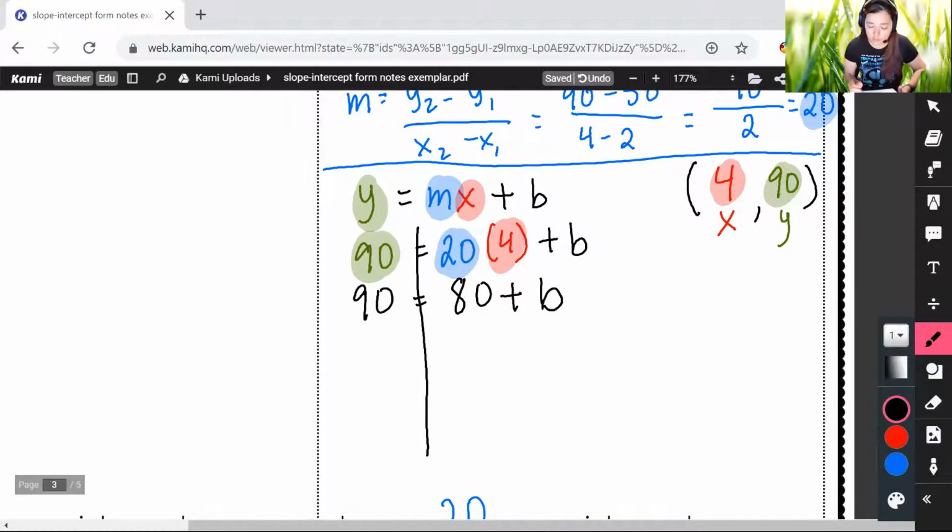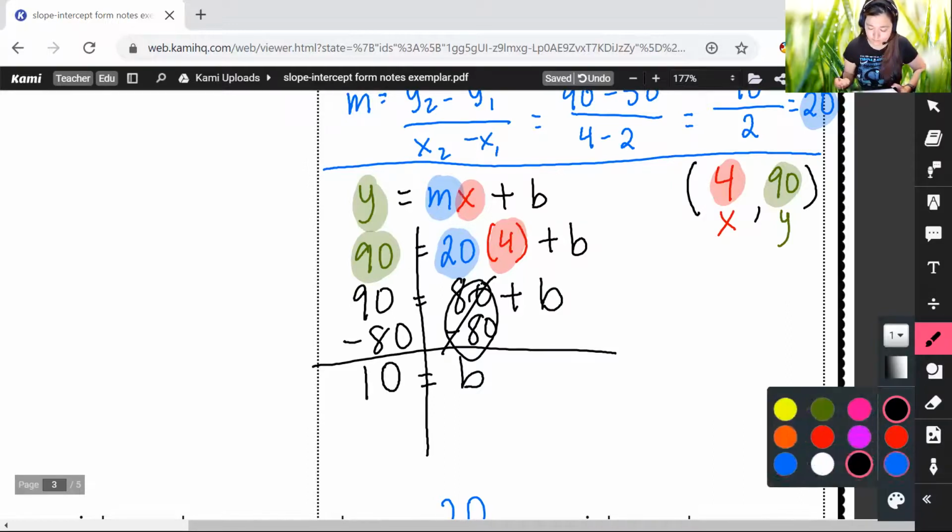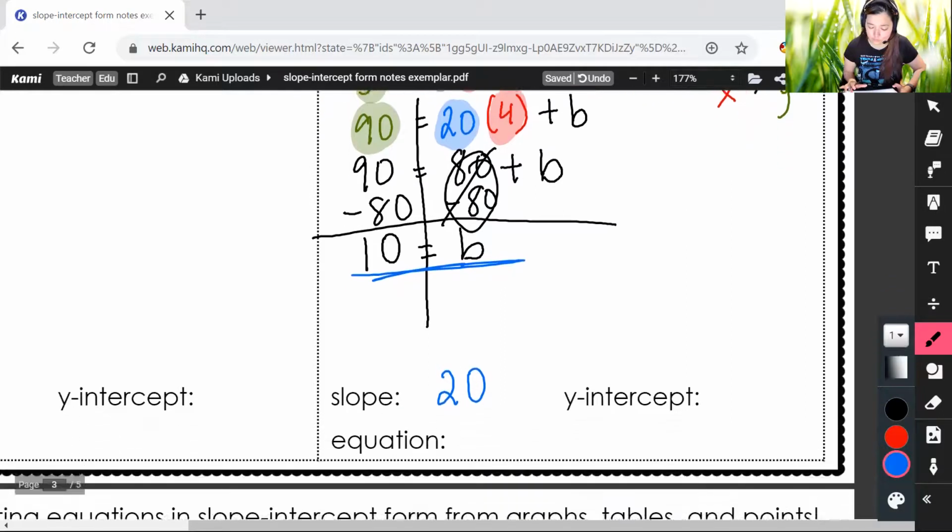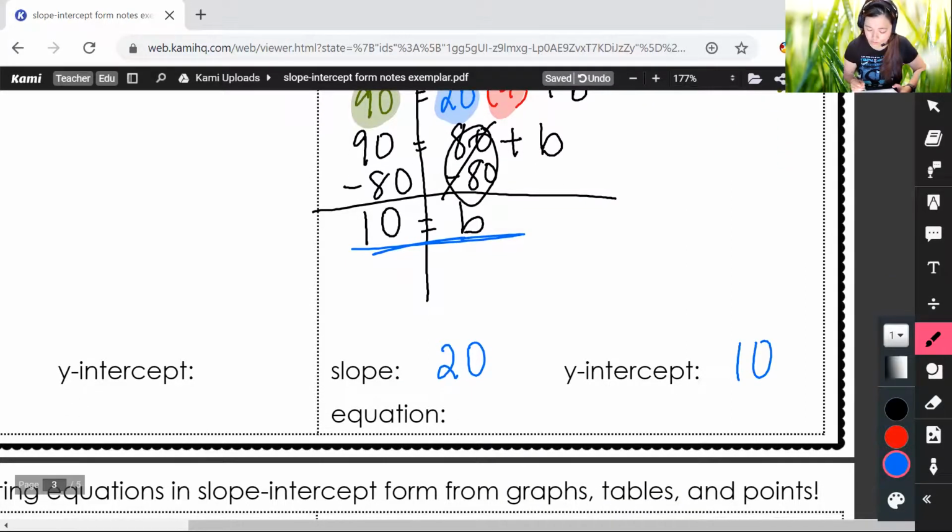Okay, now we want b to be by itself, so we need to get rid of this excess baggage. 80 is being added, so we need to subtract it from both sides. I saw a lot of students yesterday when they were practicing kind of stop at this point and say, oh, well, b is 90. No, I can't do that. Gotta get rid of this first. When we do that, this is 0. So now we have b by itself because this becomes b plus 0, right? So now b is alone. 90 minus 80 is 10. That gives us our y-intercept. So then our equation is simply y equals 20x plus 10.